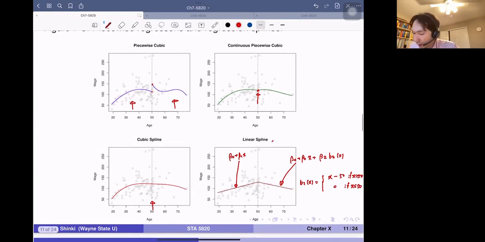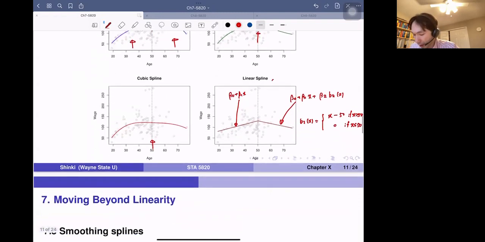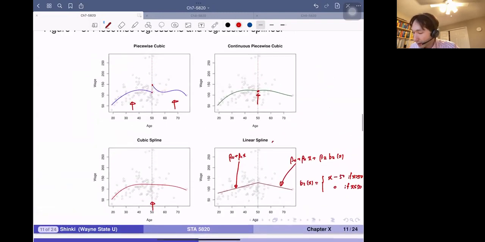In this way, we can define the cubic spline, and it has another benefit. It's smooth, that is one benefit, but also we can save the number of degrees of freedom. In the piecewise cubic function, how many parameters do we have to fit this model? For each period, we fit a cubic curve.